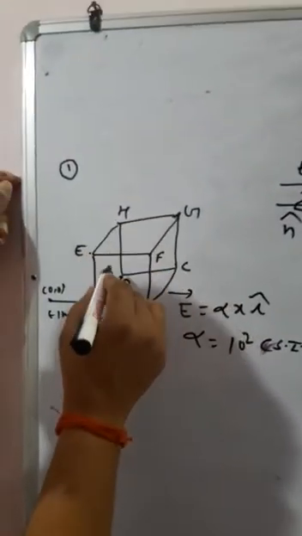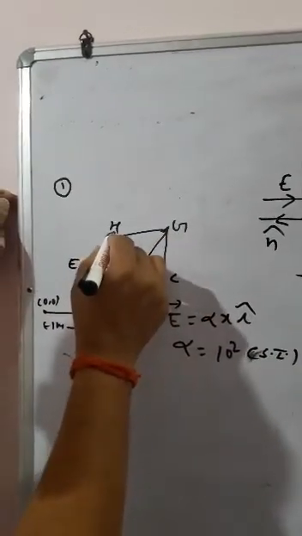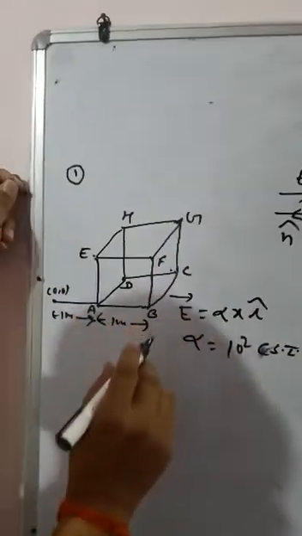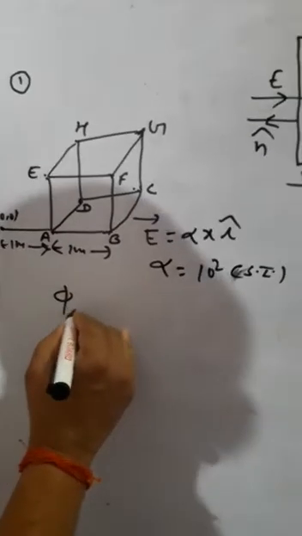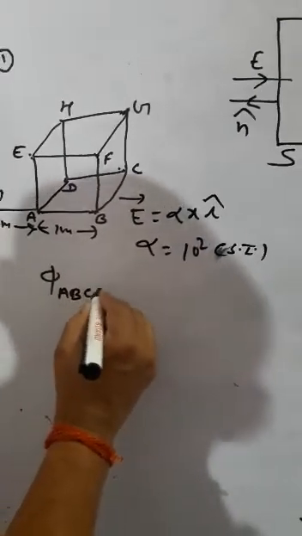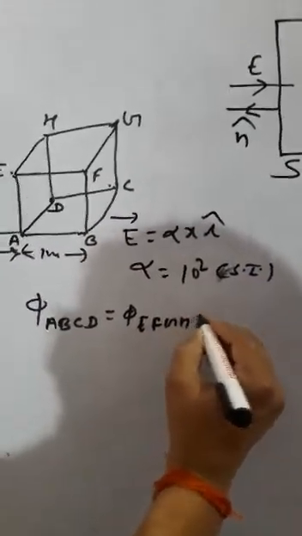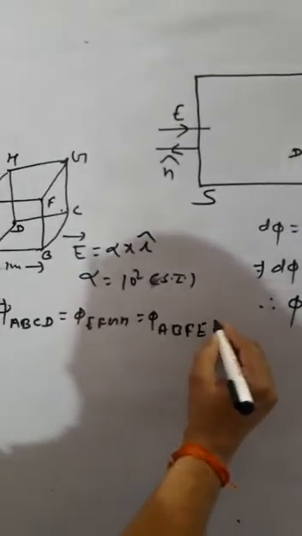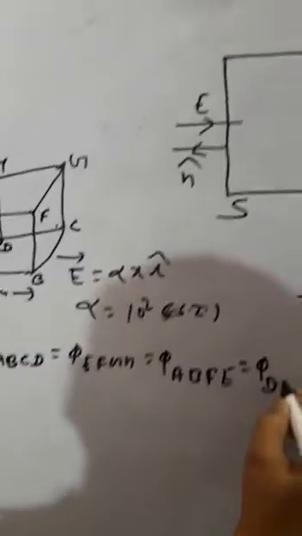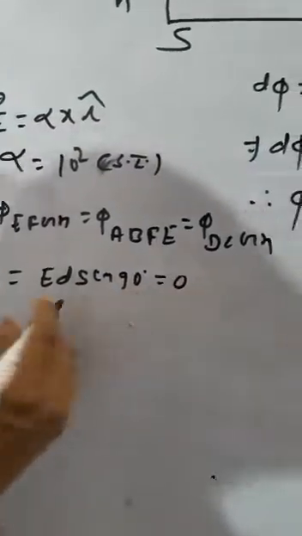In this problem, since faces ABCD and EFGH, and ABFE and DCGH are parallel to the electric field, the flux linked to surfaces ABCD, EFGH, ABFE and DCGH is equal to E dS cos 90, which is equal to 0.